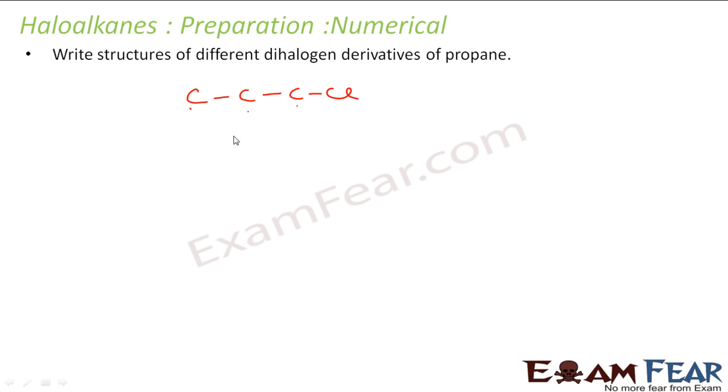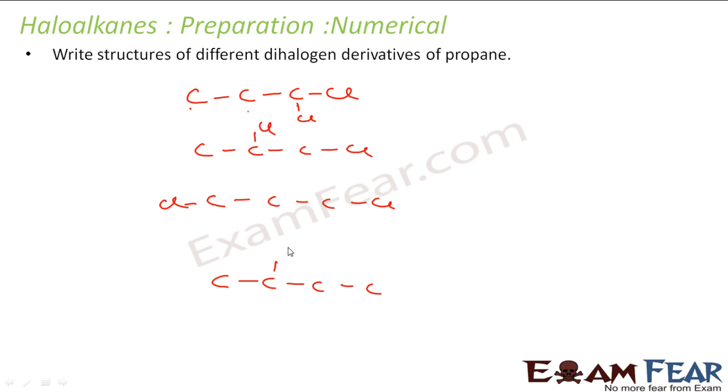So let me add these three possible options. In one case I'll add on the same carbon, in another on this carbon, and in another on this carbon. Three possible options. Any other possible? Yes, we can add on these two carbons, instead of the last two carbons. Any other possibility? I don't think so. This is the only four possibilities of dihalogen derivative of propane. You can add all the extra H here.